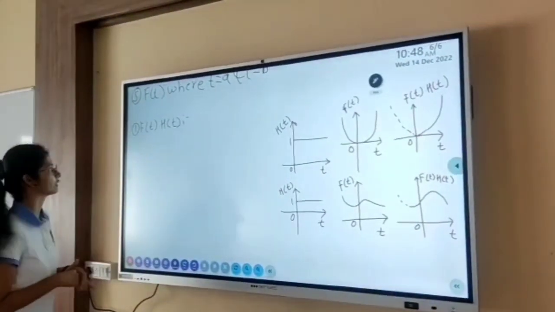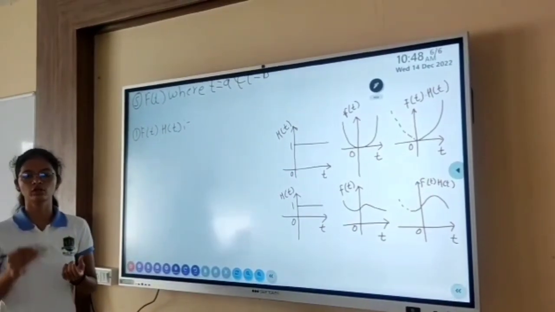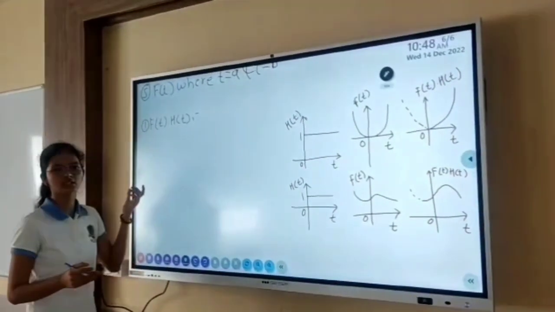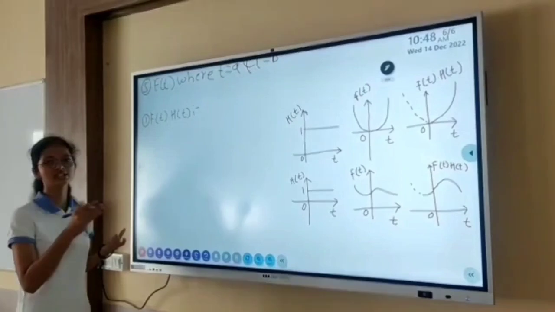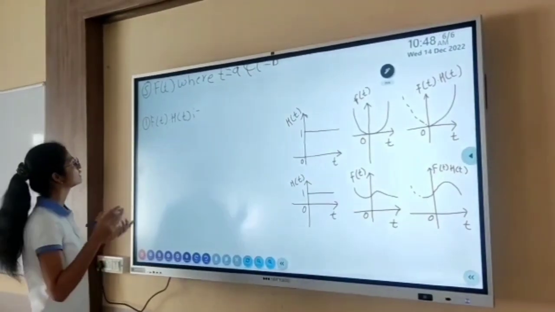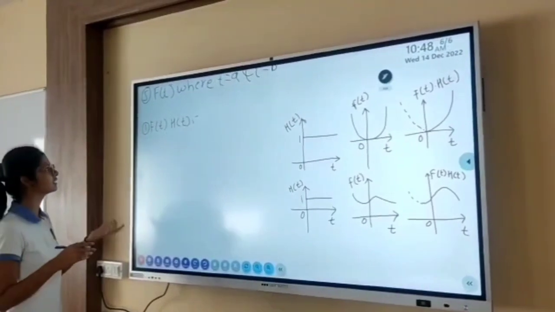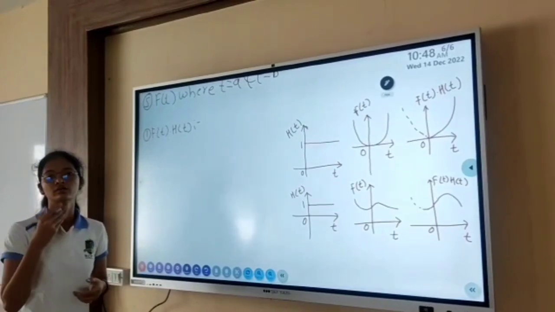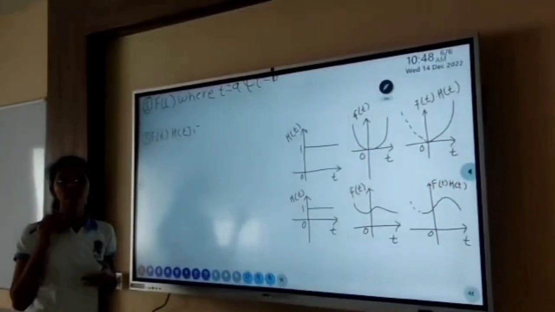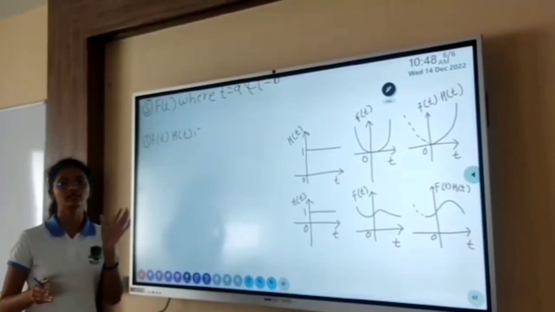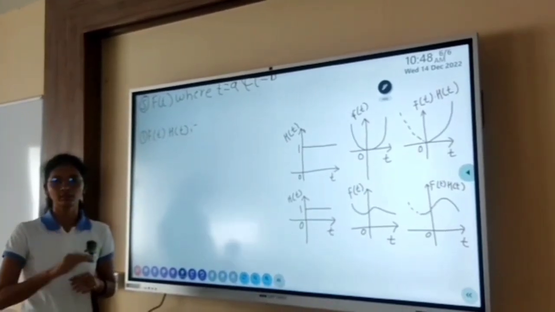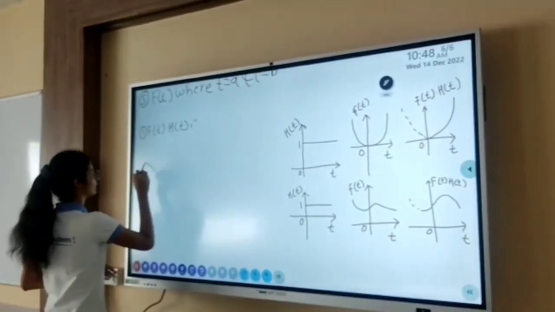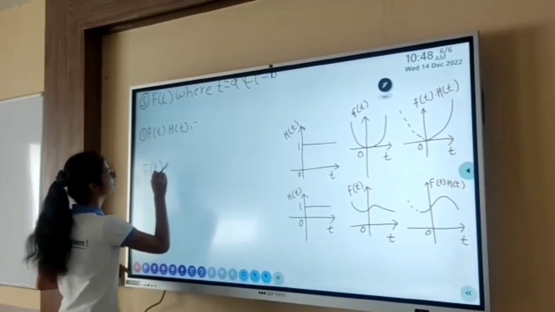Then the first case is f of t into h of t. If we take h of t as 0, then the equation becomes t is less than 0, and if h of t is unity, that is 1, then t is greater than or equal to 0. It is easy to say that f of t into h of t is 0 for t less than 0, and f of t remains the same for t greater than or equal to 0.